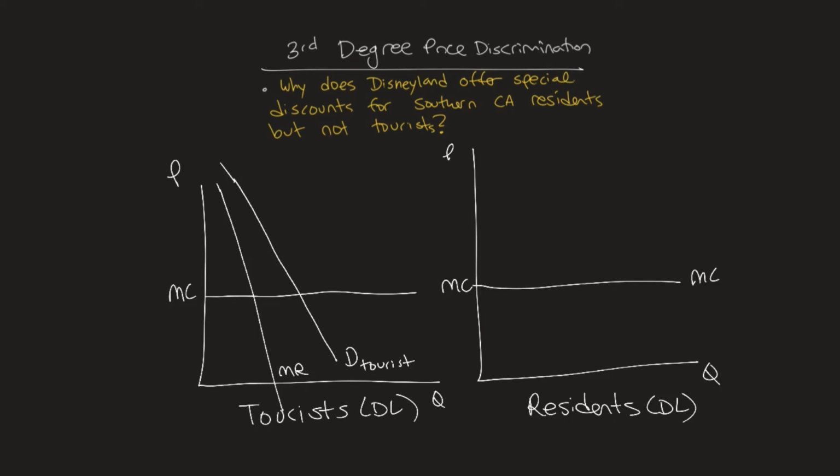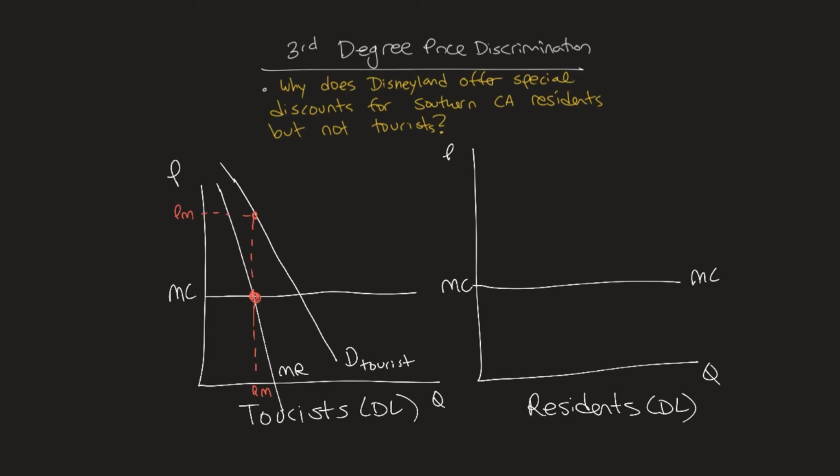and you have your MR there. Now remember that the price set in this market is where marginal revenue equals marginal cost. And then we go up to the demand curve to see our monopoly price. So this would be the price and quantity of tourists that will be going to Disneyland.